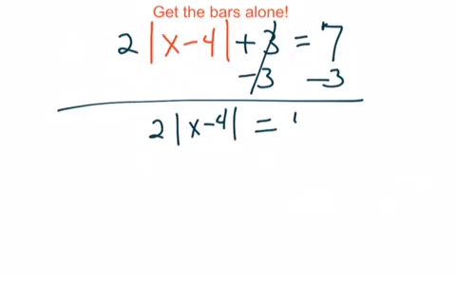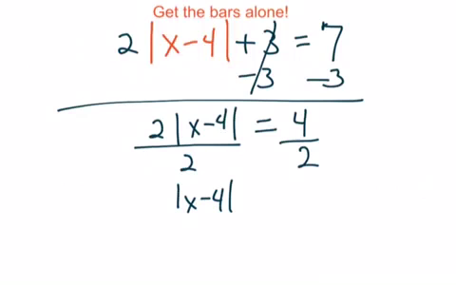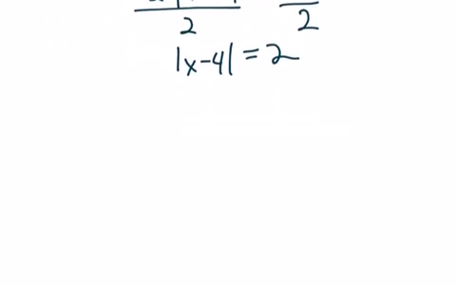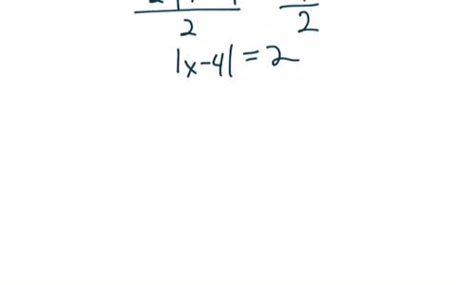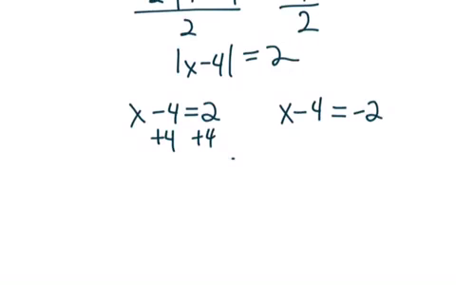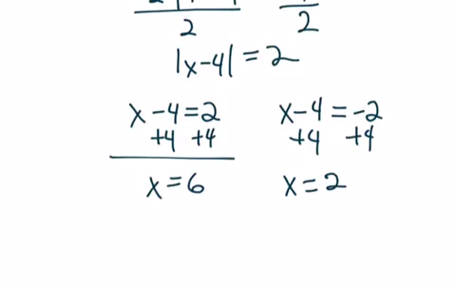And then if I divide by 2, absolute value of x minus 4 equals 2. Now that the bars are by itself, we can solve this problem just like any other absolute value. So writing two equations, x minus 4 equals 2, x minus 4 equals negative 2. Okay, so now just add 4, x equals 6, add 4, x equals 2. So the answers to this equation are 6 and 2.